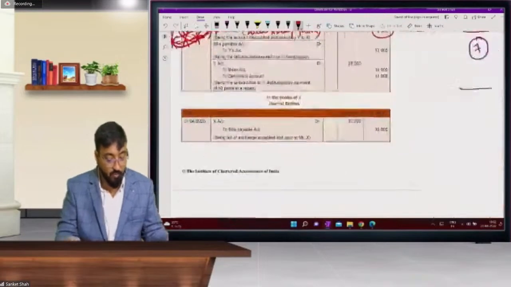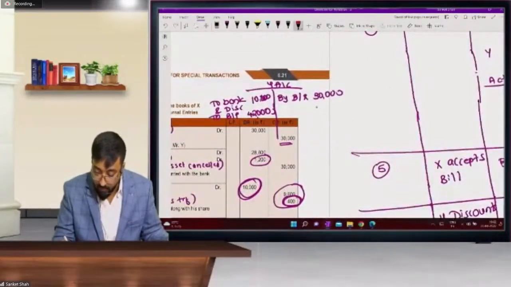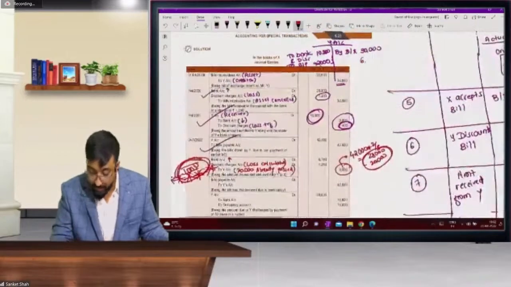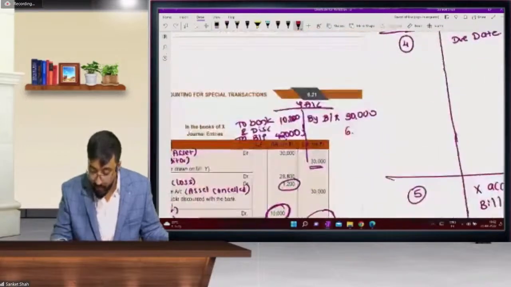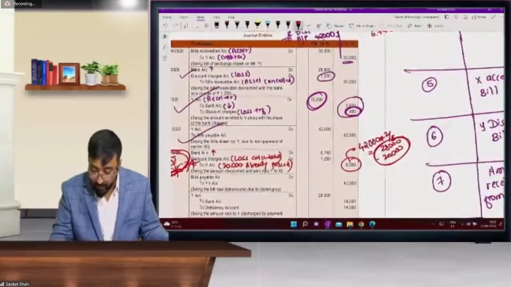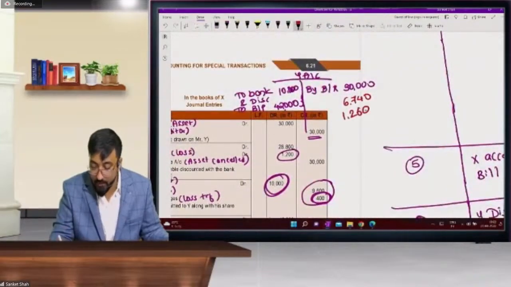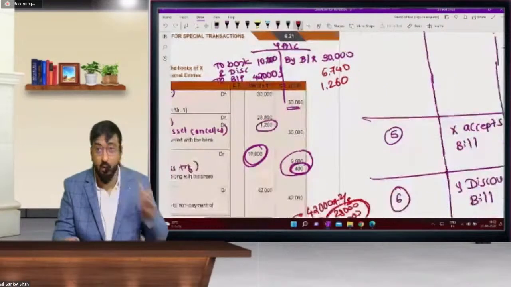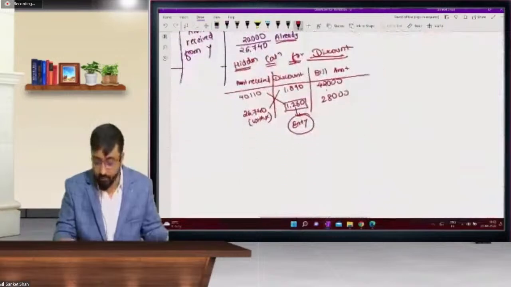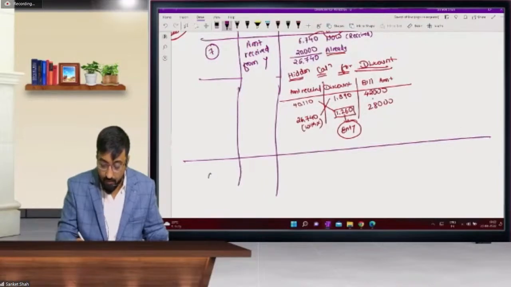And now, so you can check Y balance. What is the entry? 6740. Y को क्रेडिट किया. Discount 1260. Now again due date. Event number, last event. Last event.